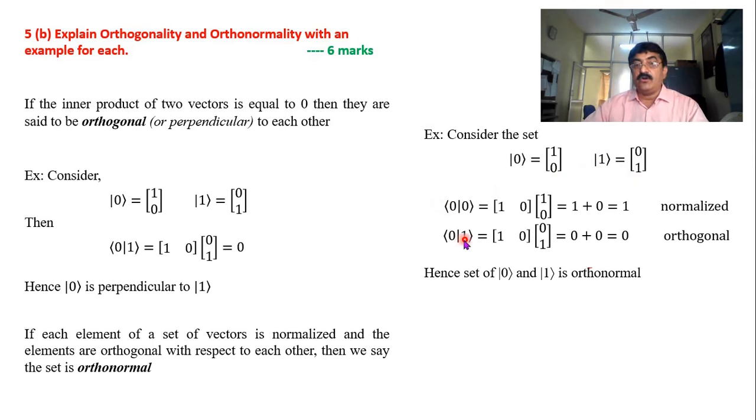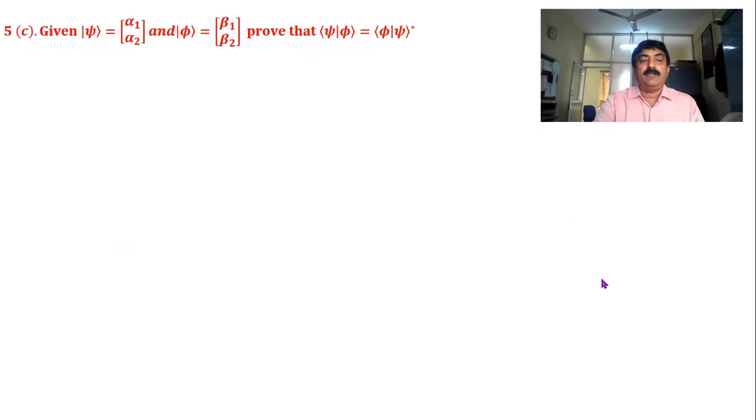Now I take 0 and 1 together, which I already did here. When I take 0 and 1 together, 1 into 0 is 0, 0 into 1 is 0, 0 plus 0 is 0, so orthogonal. That means 0 on 0 is normalized, and 0 on 1 is orthogonal. Therefore, 0 and 1 together, I can call orthonormal. I hope it is very simple and you got it. Okay, now coming to the next question.